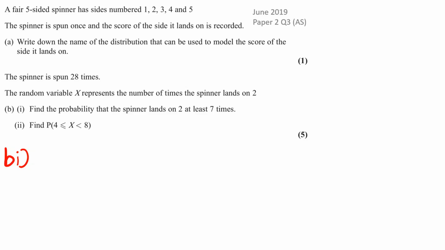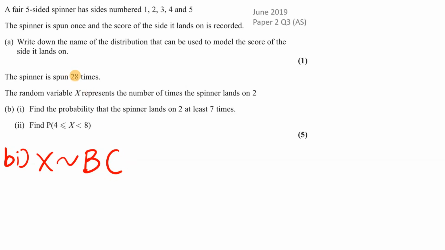Okay, so the question goes on and it says the spinner is spun 28 times and the random variable x represents the number of times the spinner lands on 2, and part B overall is worth 5 marks, and for the first part we need to find the probability that the spinner lands on 2 at least 7 times, okay? So for this we can use a binomial distribution because it follows the 4 criteria. There are a fixed number of trials, it's spun 28 times, there are only 2 possible outcomes, success and failure. Success is when it lands on a 2 and failure is when it doesn't land on a 2. There is a fixed probability of success, which we'll talk about in a moment, and the trials are independent of each other. Okay, so x can be modelled using a binomial distribution.